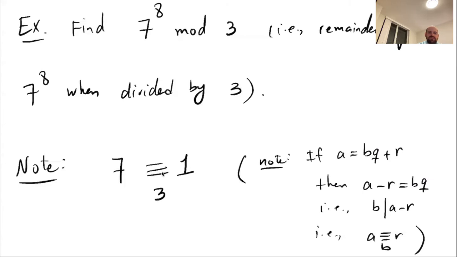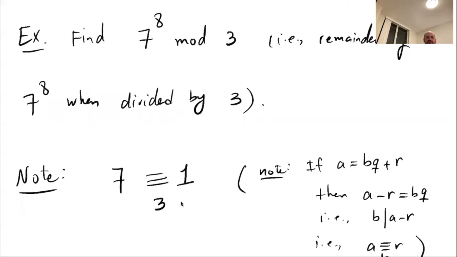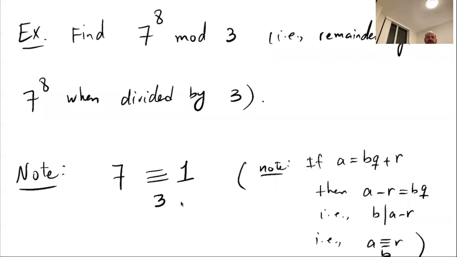In this case, 7 is congruent to 1. Okay, now what do we need? We need 7 to power 8. Look at the question again. The question talks about 7 to power 8, the remainder of 7 to power 8 when divided by 3. And I have 7 right now. How can I get 7 to power 8?